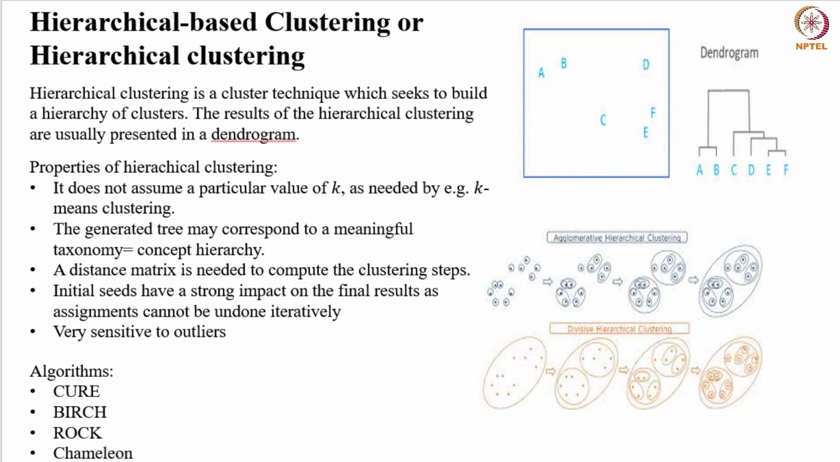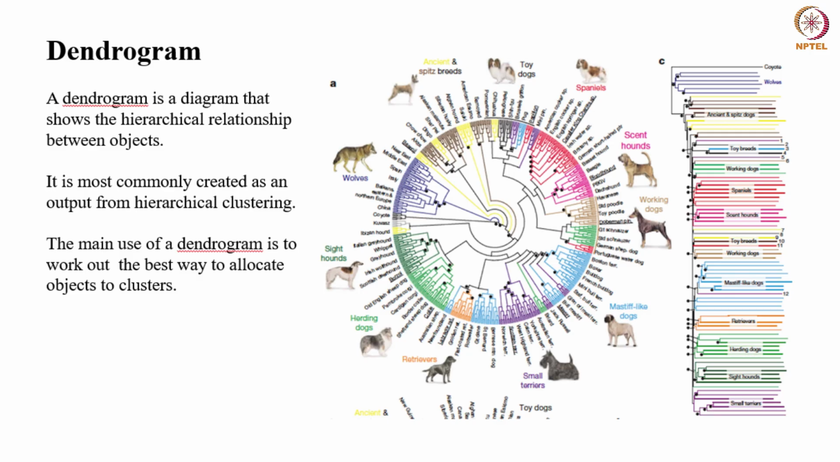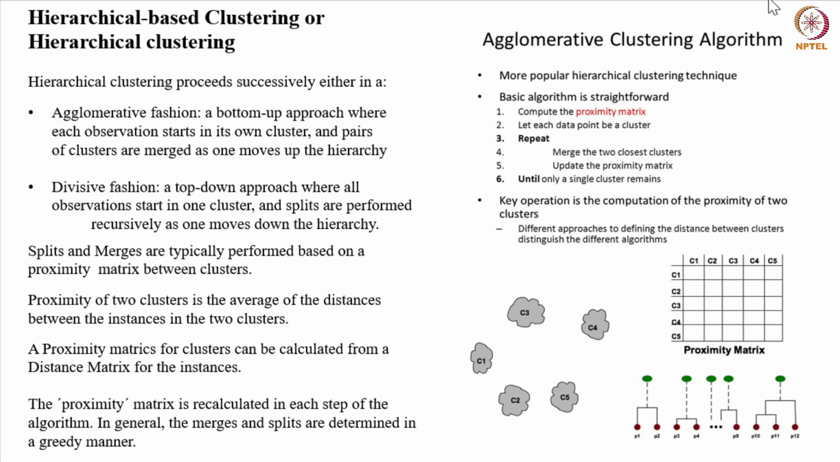It's another property. These slides give you a very detailed example of a dendrogram. That kind of diagram shows the hierarchical relationships between objects. Actually, a dendrogram is a taxonomy, a graphical form of a taxonomy. It's very common that a hierarchical cluster can output this kind of structure. And of course, the role of the diagram is to work out the best way to allocate the objects to clusters. Let's look a little closer at hierarchical-based clustering.